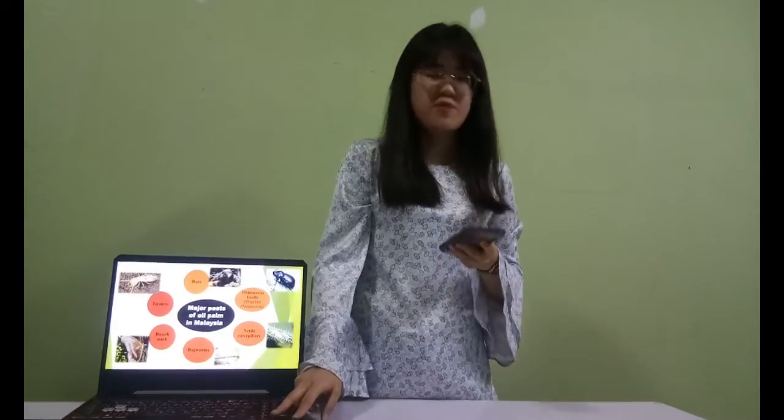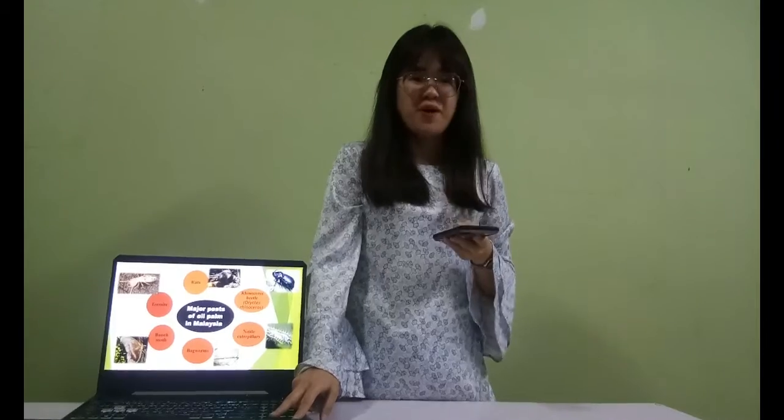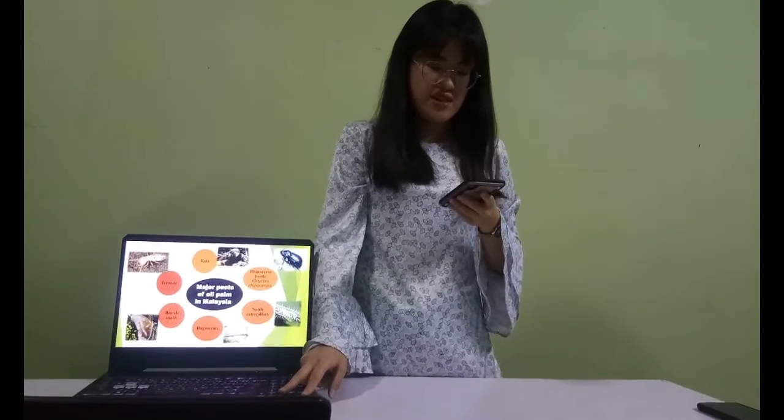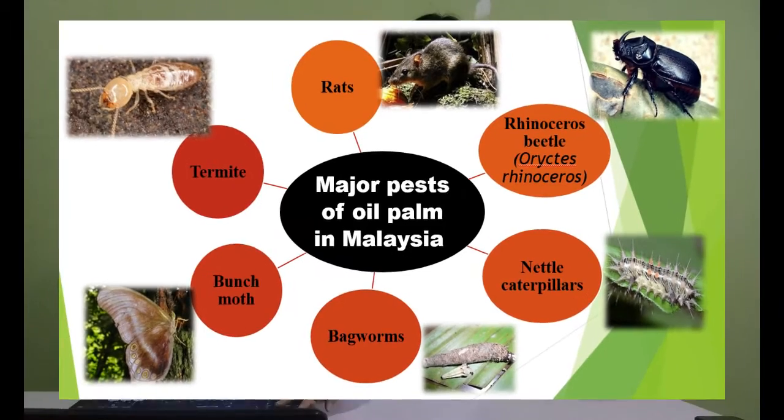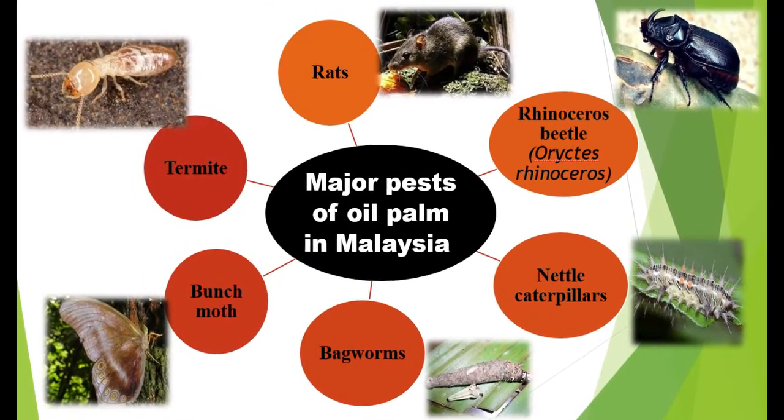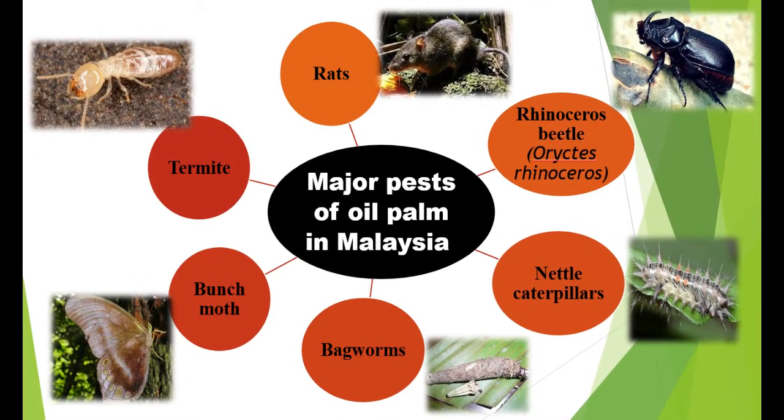So let's have an example of the major pests of oil palm in Malaysia, such as rats, bagworms, nettle caterpillars, rhinoceros beetle, bunch moth and termite. From this you can see these are the examples of the pests that will cause low production of oil palm in Malaysia.